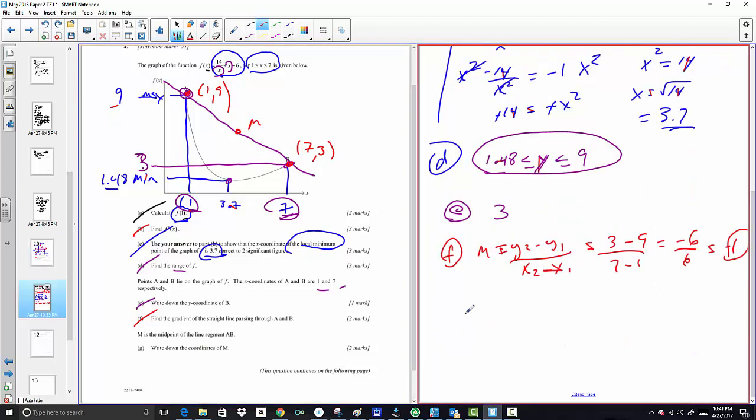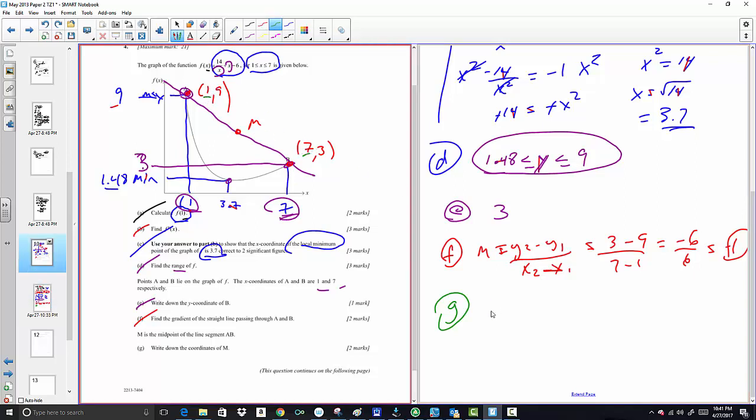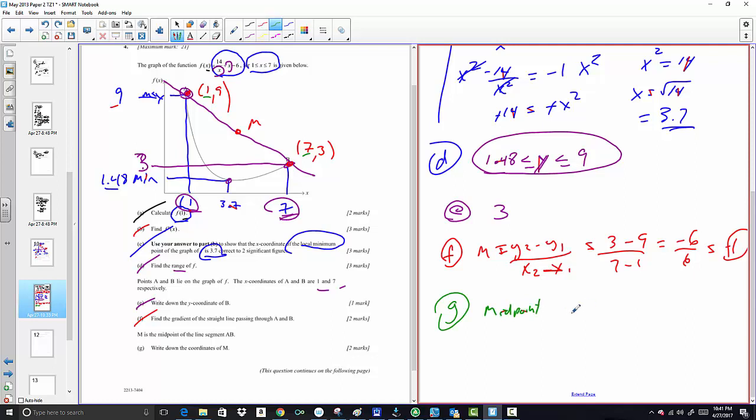Another formula for that from geometry. So let's actually change my color up. This is part G. What I'm going to do is add these x values. Okay, so the midpoint formula, we'll call it, is we'll add the x values, x1 plus x2, and divide by 2. And add the y values, y1 plus y2, and divide by 2.